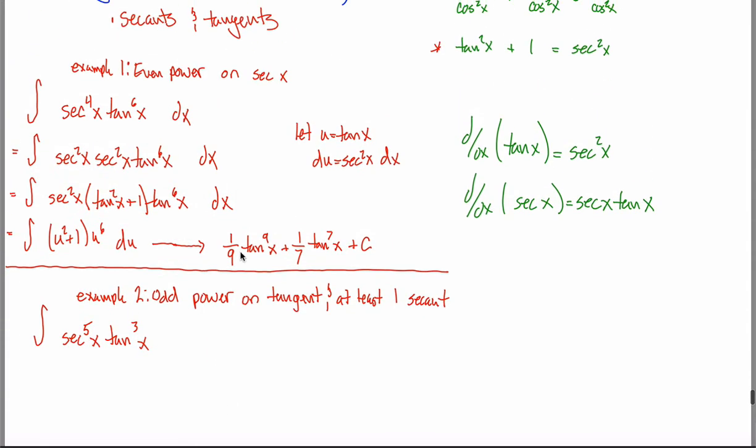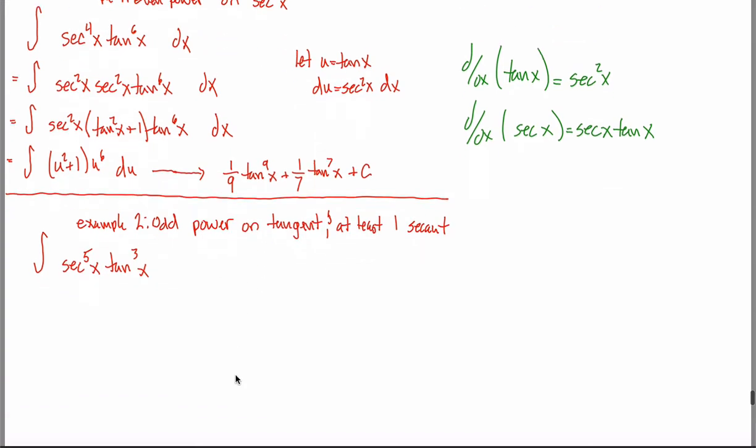What you do this time is kind of the opposite of what you do here. Instead of my u being equal to tangent, in which case my du is secant squared, my u is going to be equal to secant. Well, if my u is secant, then my du will be secant times tangent. So what I have to do is peel off one of these secants and one of these tangents, one of each of them, to save for my du.